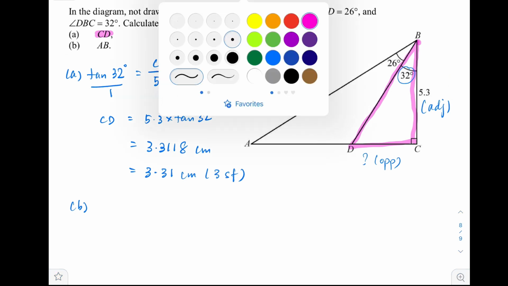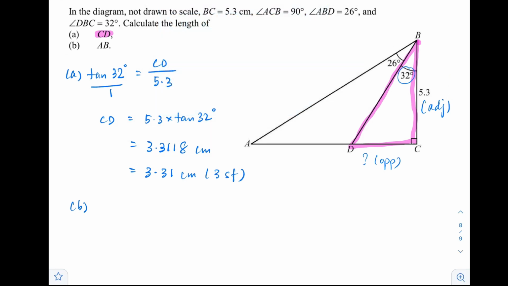So let me mark AB in a different color. Alright, so we can see that AB is actually this length right over here. And this length AB, although it is part of the triangle ADB, we shouldn't use that triangle ADB because it's not a right-angled triangle. So instead, we should consider this triangle ABC, right? Because it is a right-angled triangle over here.